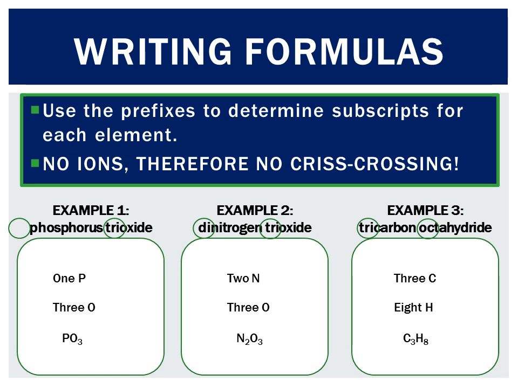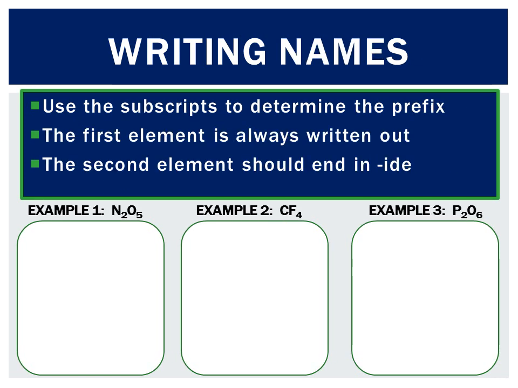Okay. Now let's do it the other way, writing the names. So use the subscripts to determine the prefix. The first element is always written out the whole word. The second element should always end in IDE. If you follow these rules, you should be fine. So let's come over to example 1.